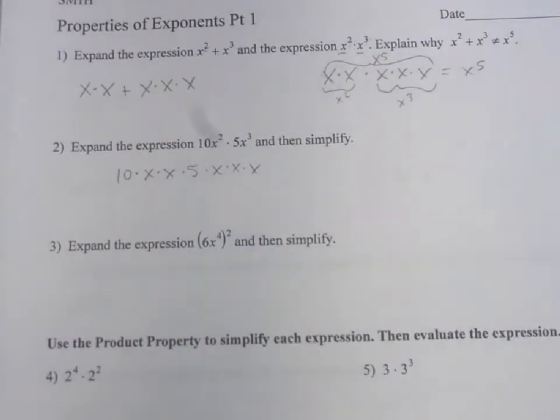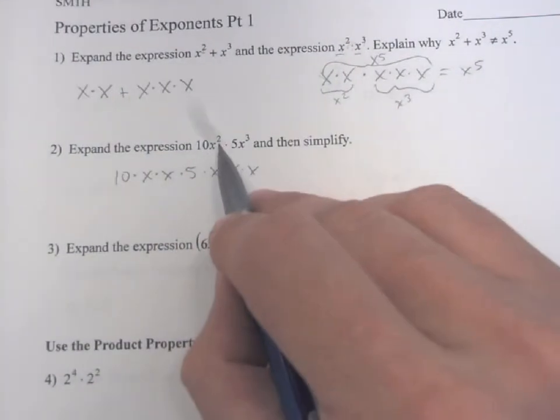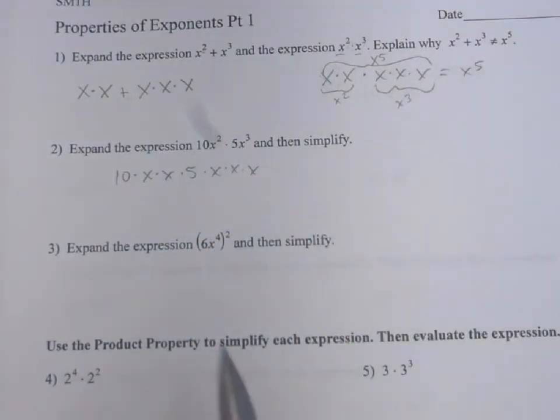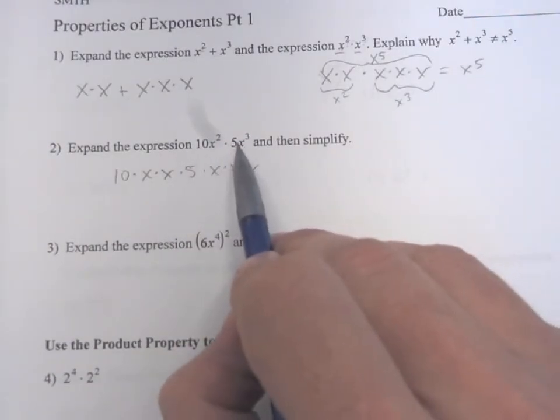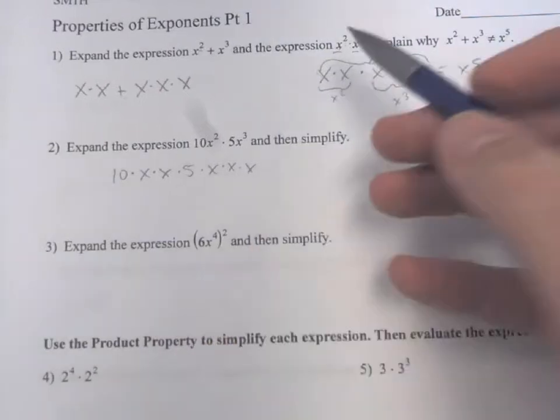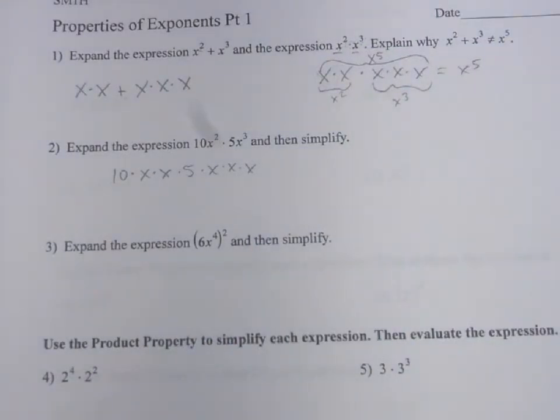Now remember, when that 10 is sitting next to that x, that means they're getting multiplied. And this 2 is also multiplication. And then there's our multiplication in between, and the multiplication between the 5 and the x to the third also means multiplication. So everything is multiplication here, really, when you expand it. And because it's all multiplication, we can rearrange the terms.